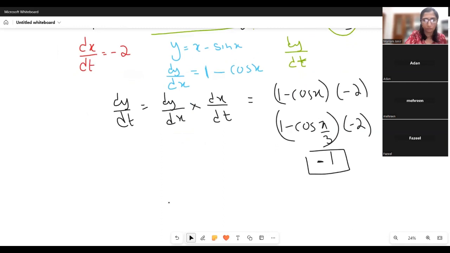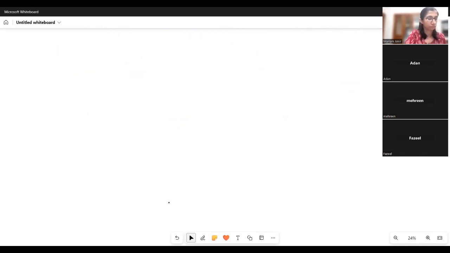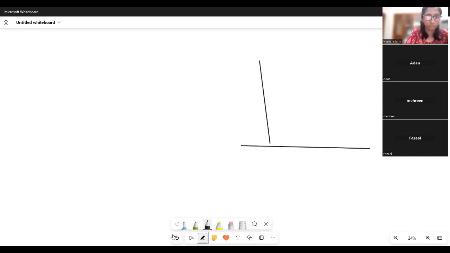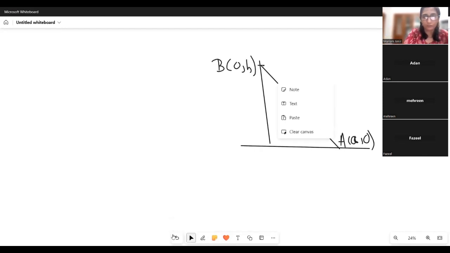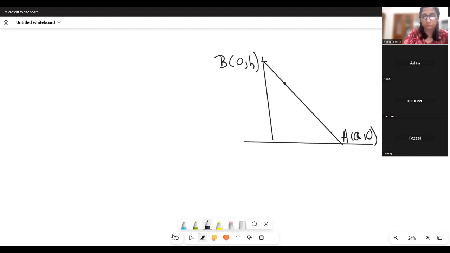The second question is, there's a figure given to you. Let's draw the figure first. This is A, which is A comma 0. That's B, which is 0 comma B. And this is X, which is 1 comma 8.